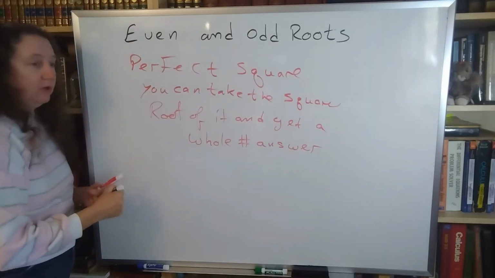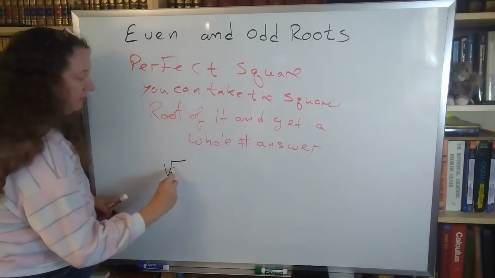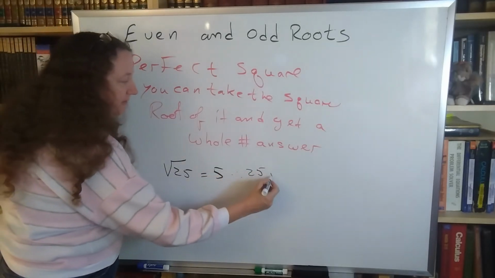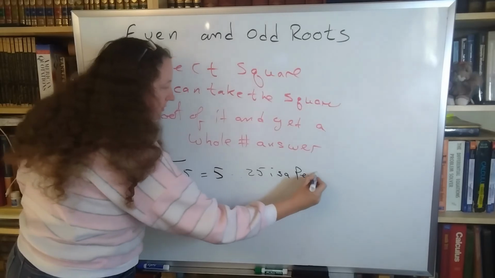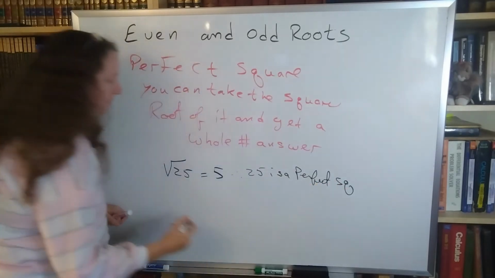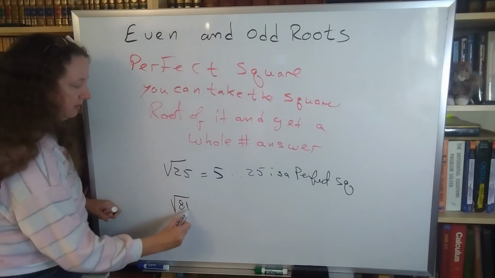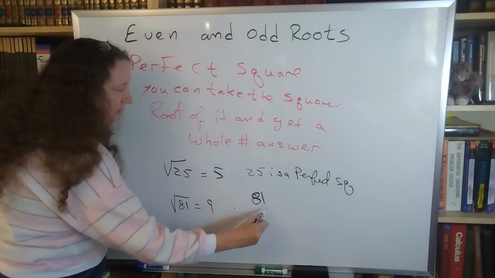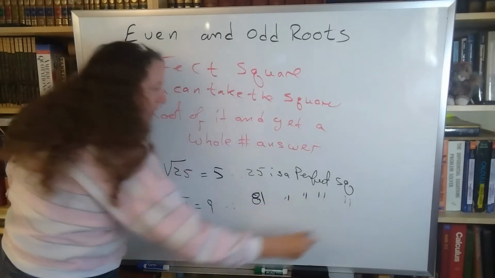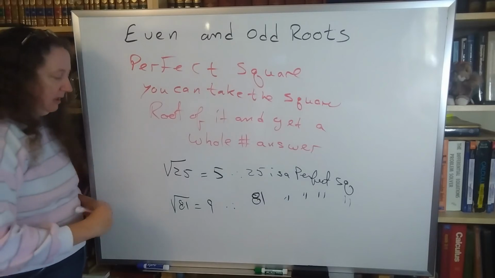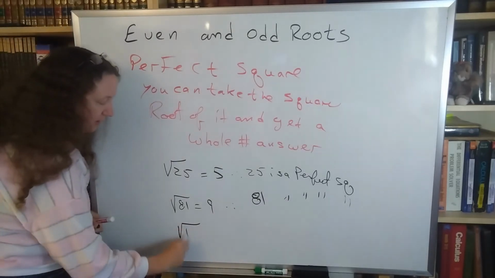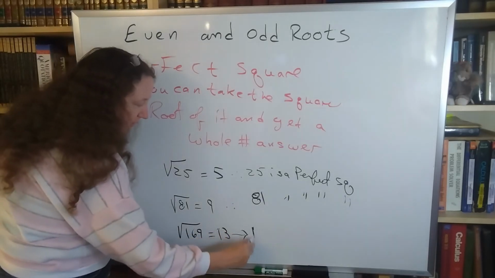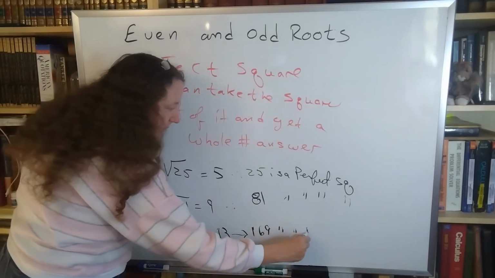So some examples of perfect squares, I'm sure you guys know a bunch of them. We have the square root of 25 is 5, so therefore 25 is a perfect square. The square root of 81 is 9, so therefore 81 is a perfect square. I'm sure you know a lot of them. Square root of 169 gives us 13. So then 169 is a perfect square.